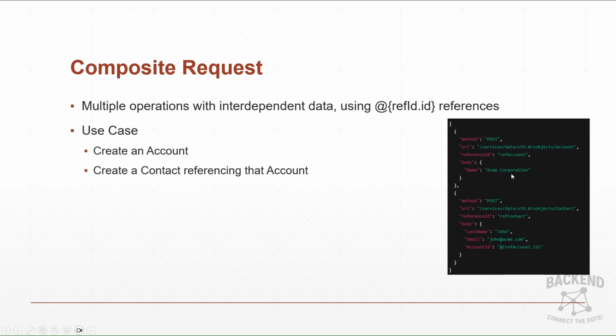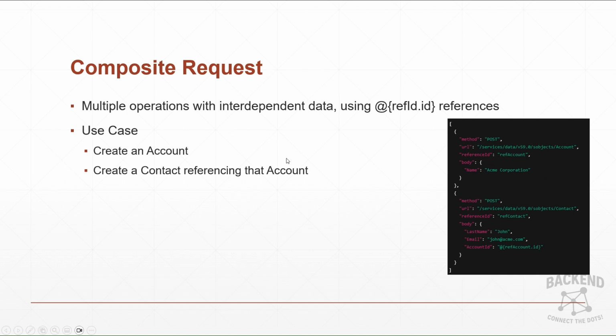If, for example, while passing the payload, we also send "all or none" at the top, I will show you while demoing it. What that means is, if something goes wrong while creating the contact, the account creation will also be reverted. So only if everything succeeds will the account and the contact be created.